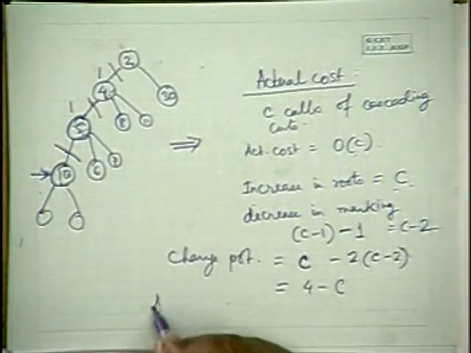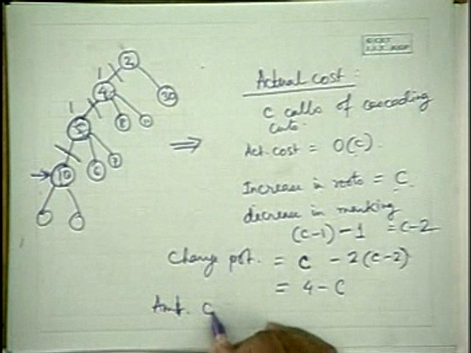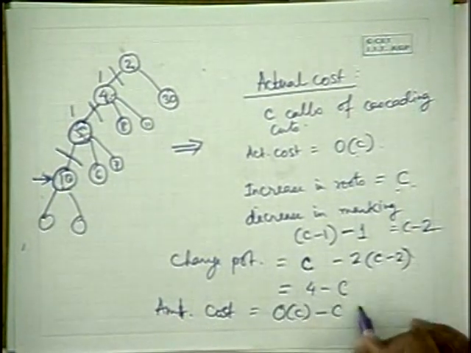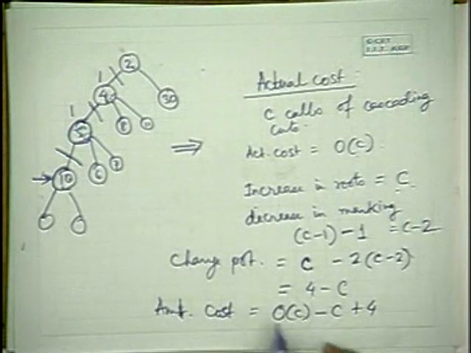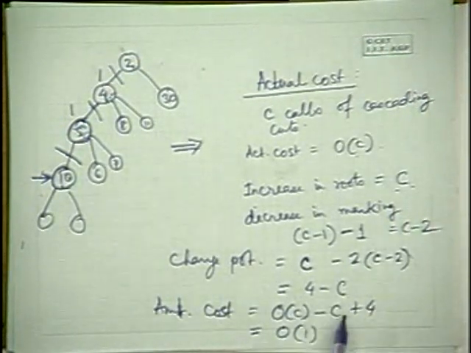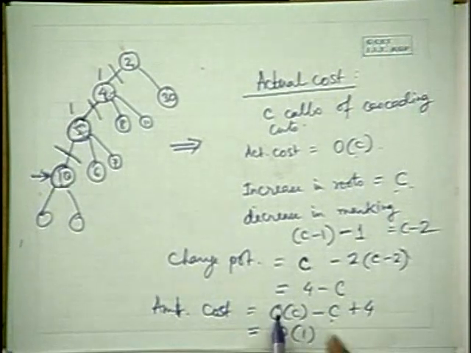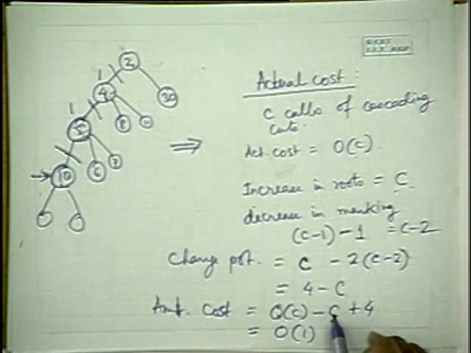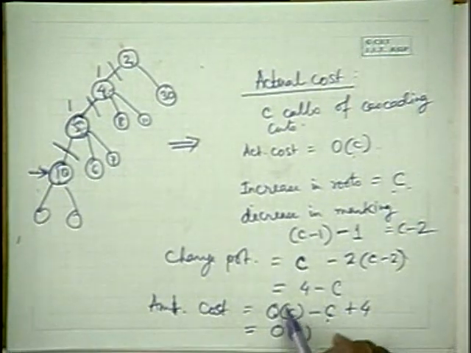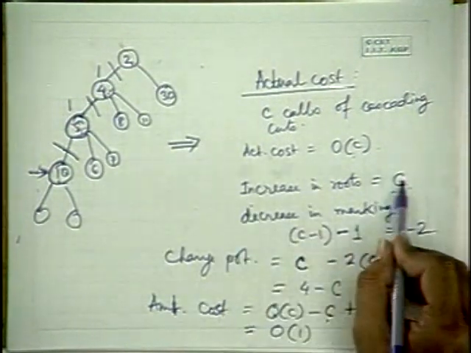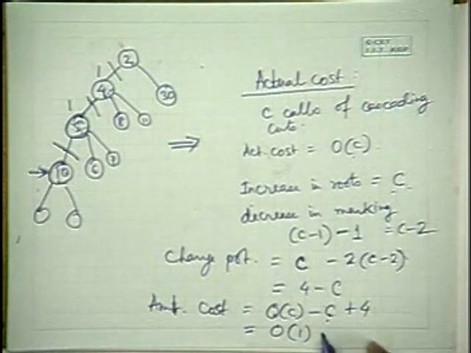So what is the amortized cost? Amortized cost is order of C minus C plus 4, which is exactly order of 1 if again you scale it up. This order of C and C cancels. If I scale this potential function again, I can take care of this constant here. So this is order of 1.